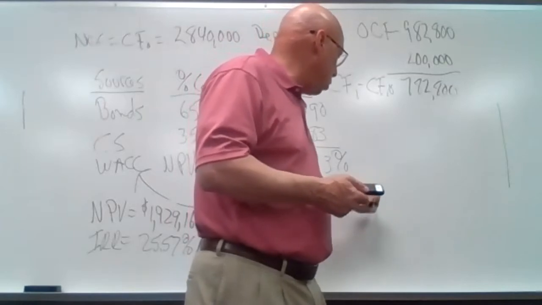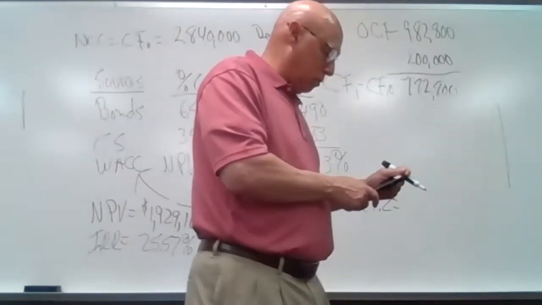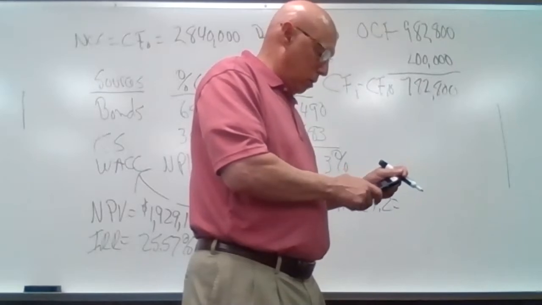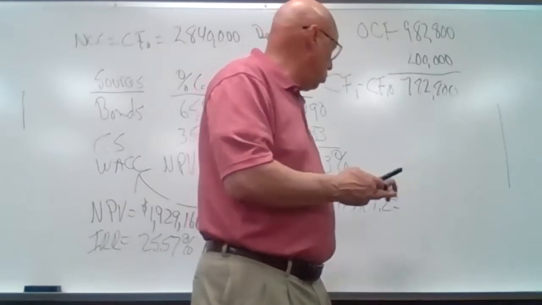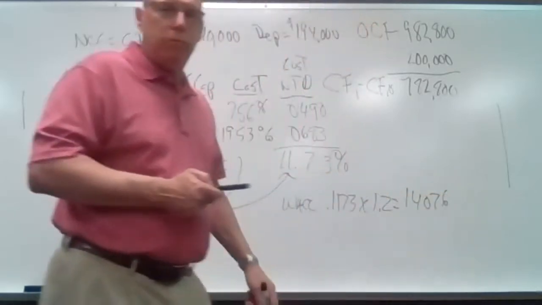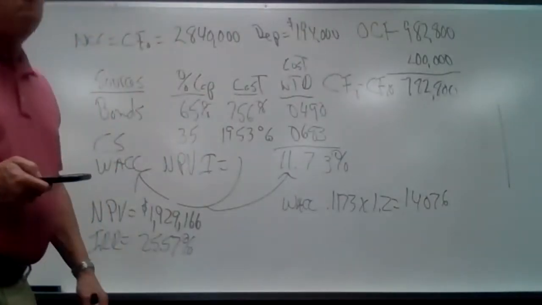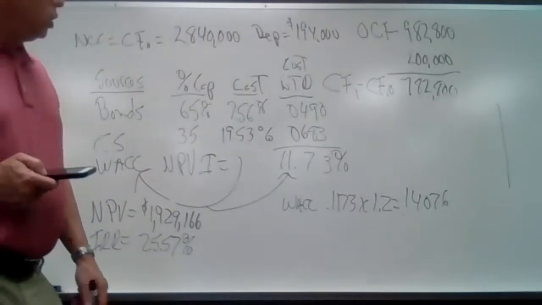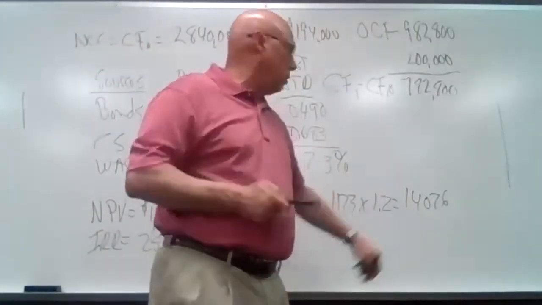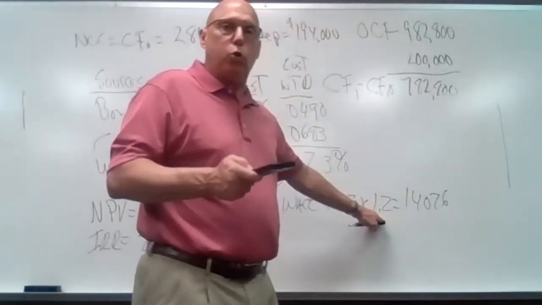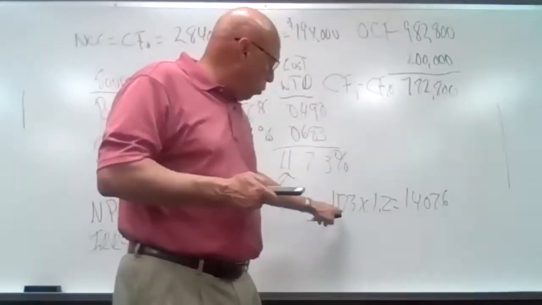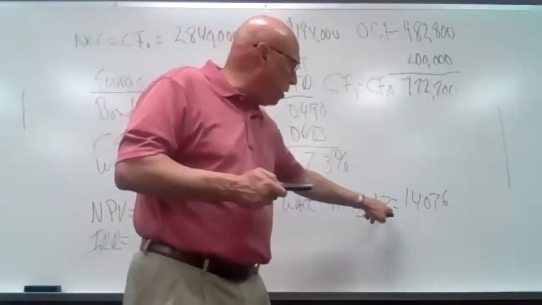0.1173 times 1.2 is equal to 0.14076, right? You got that? Yes. So this is the cost of capital that's been adjusted for risk. If this project was 20% less risky than the average project, then it would be the WACC for the average project times 1 minus 0.2.